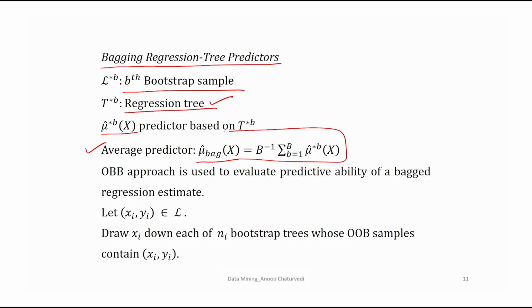So, what we have done? We have taken the average of all these predictors. Say mu hat star b x is the predictor based on the bth bootstrap sample, and then we take the average over all bootstrap samples. So, finally, we get this average predictor.